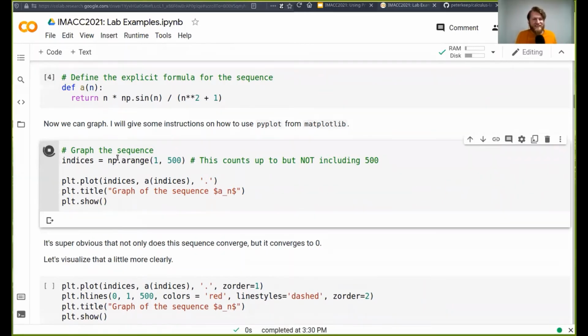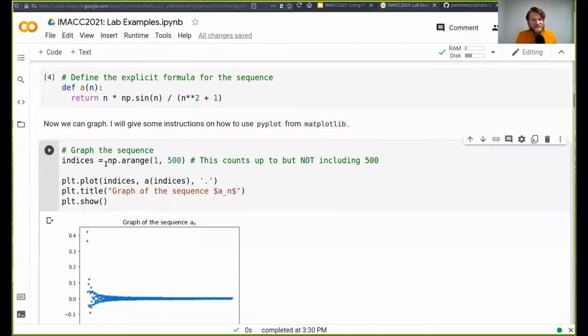Here's the graph of it. So I'm just going to set a list of indices. This is again coming from NumPy. This is a nice way of building up a list of numbers. There are other ways of doing this in Python, but this is the one that I use. This is going to basically just count from 1 to 500, but note the way that this function is built, it counts up to but not including 500.